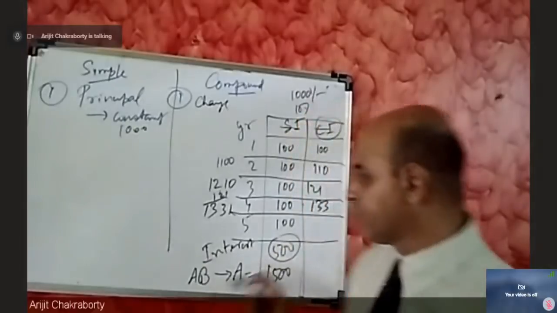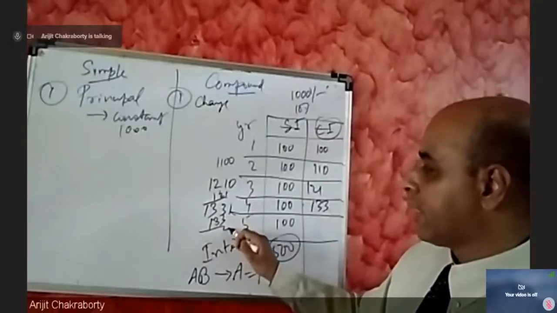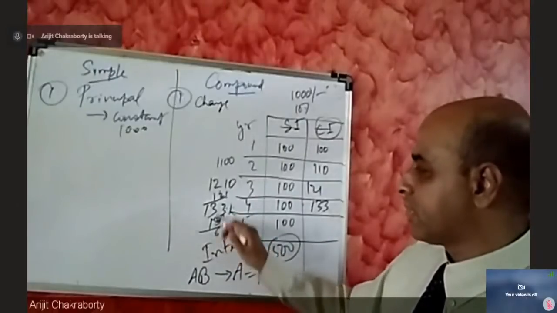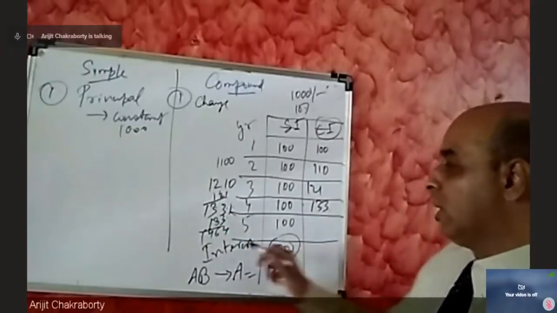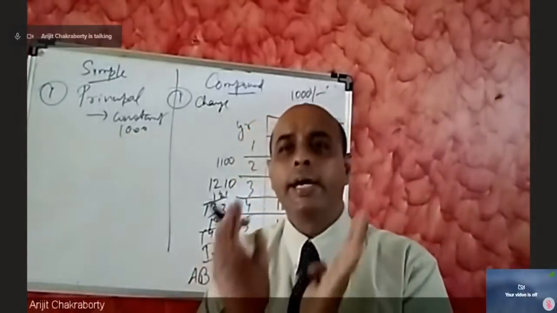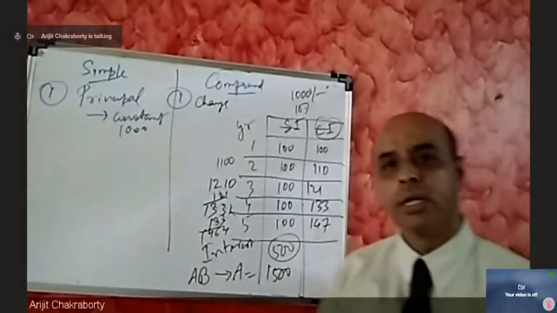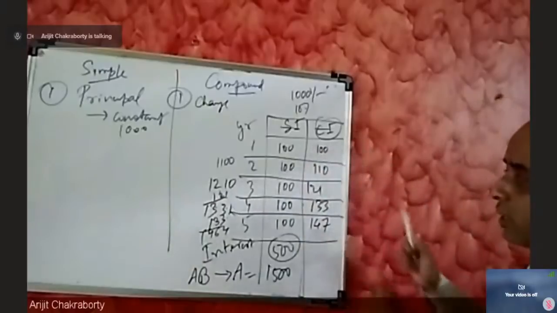I'm rounding up, 133 rupees. 133 gets added again. So I get 3 plus 1, 4, 3 plus 3, 6, 3 plus 1, 4, 1464. And in the 5th year, 1464 is my principal. I earn 10%, approximately I earn 147. Please see the interest column.